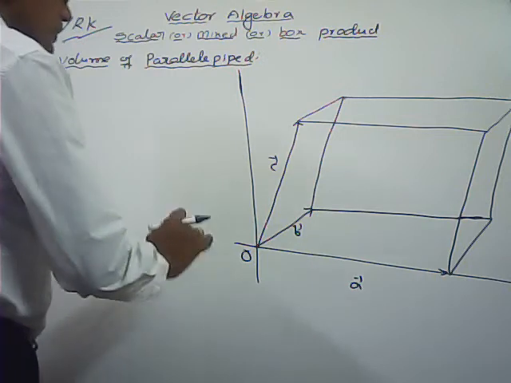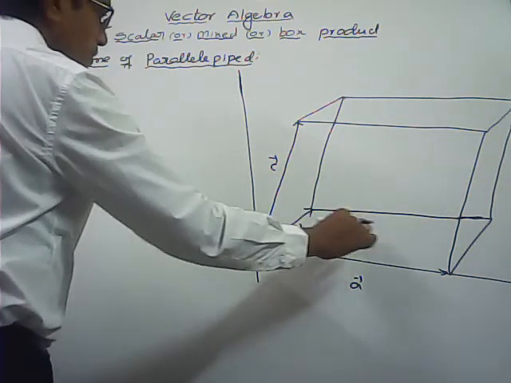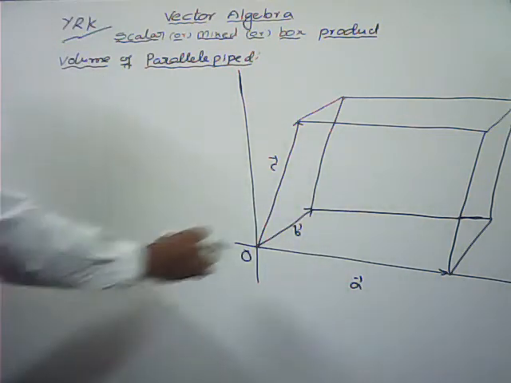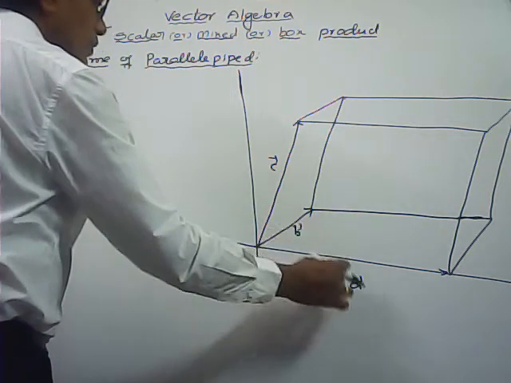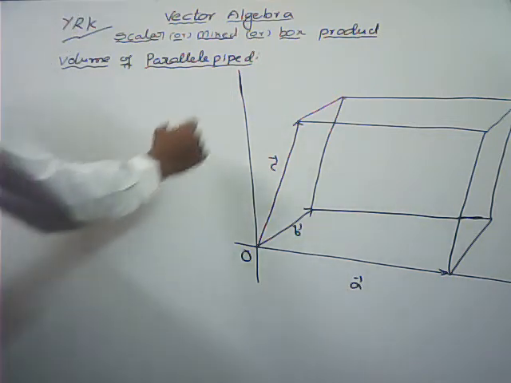Now here you can see this is the base. Base is a parallelogram. What is the area of the parallelogram? Modulus of A bar cross B bar. And this is the vector.